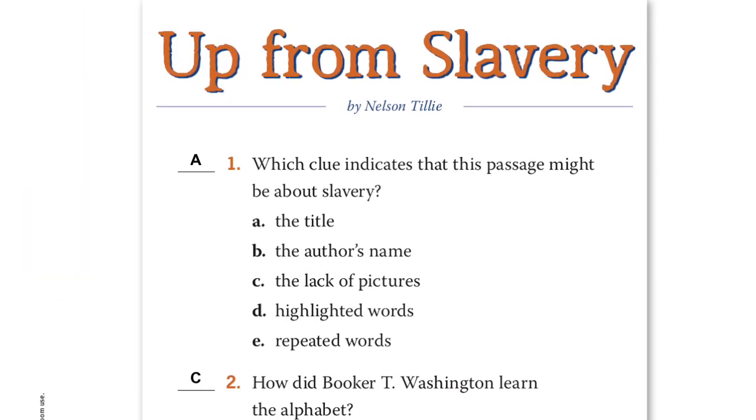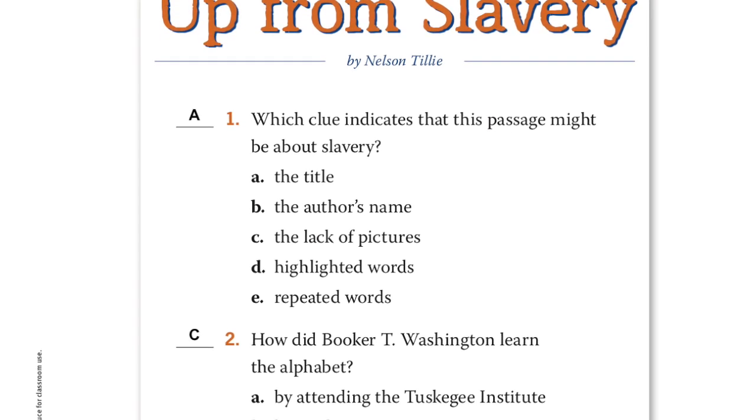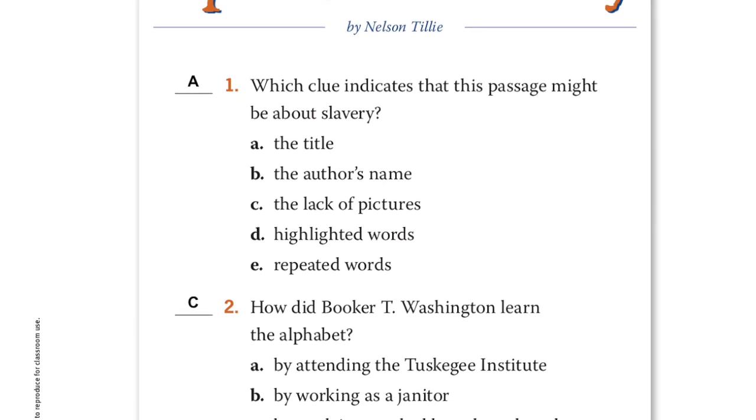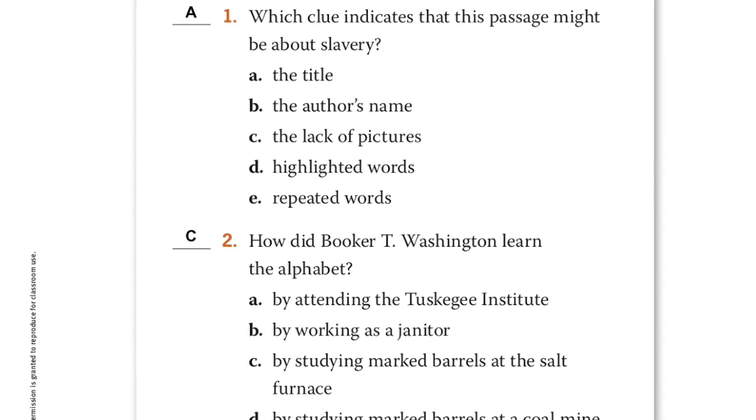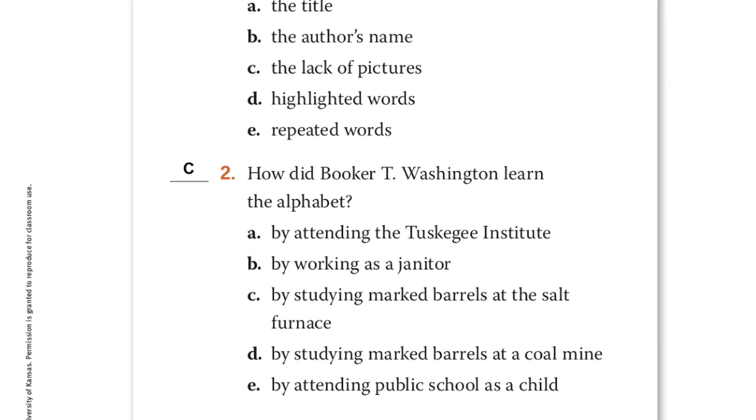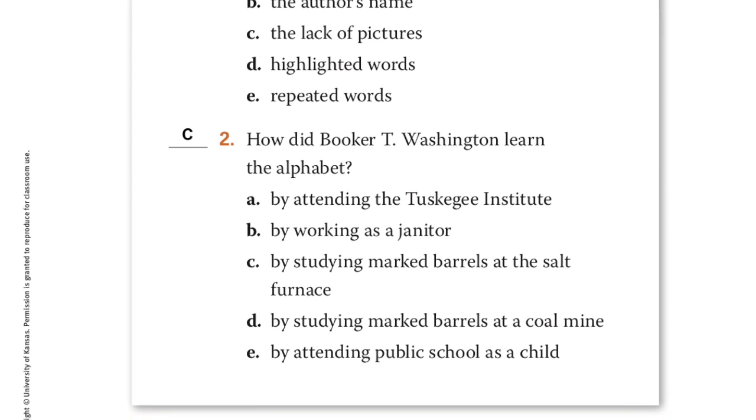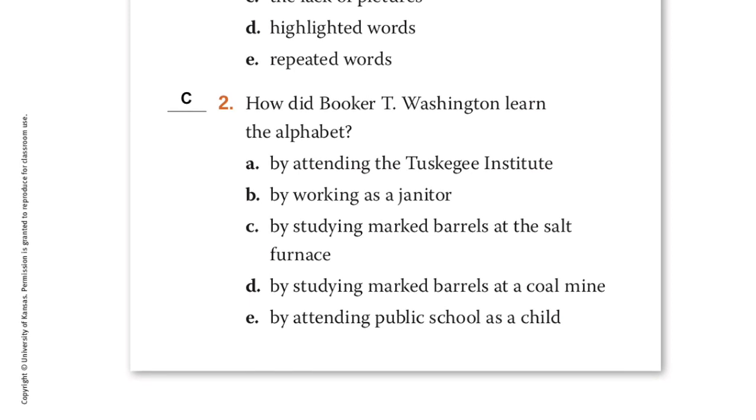Awesome job. The correct answer for number 1 is A. Upon checking for clues, it was the title, Up from Slavery, that indicated to us that the passage might be about slavery. And the correct answer for number 2 is C. Having gone back and reread, I discovered that by studying marked barrels at the salt furnace, Booker T. Washington learned the alphabet. All right, now I'm going to model using clues to make a prediction about the book that we're going to be reading.